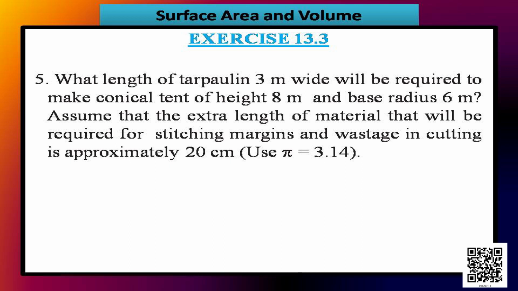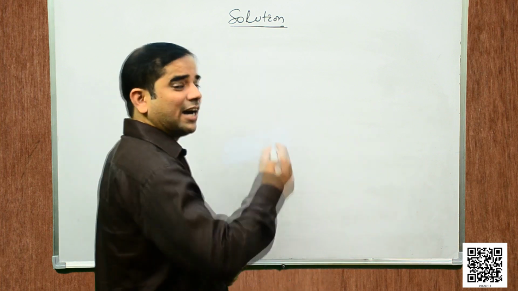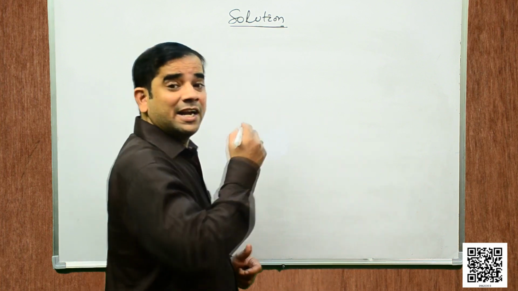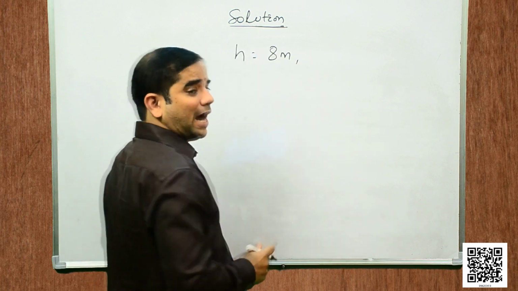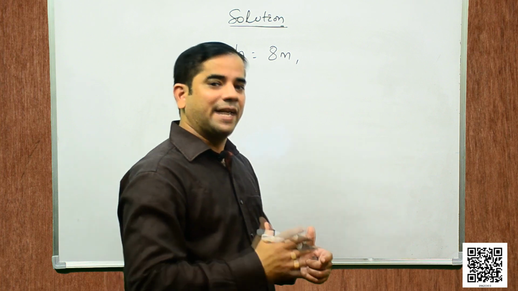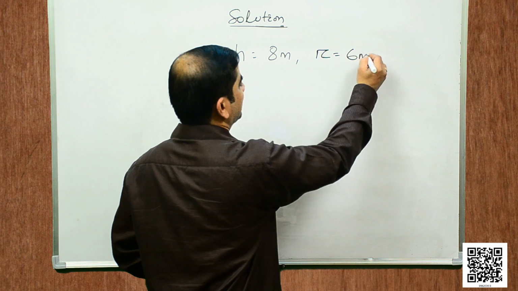Okay? So, let us solve the question. Students, what are the given data? As per the given data, height of the tent is 8 meter. So, h is equal to 8 meter and radius of the conical tent is 6 meter. So, r is equal to 6 meter.